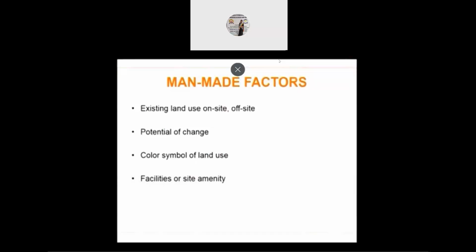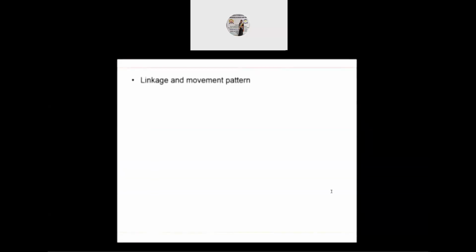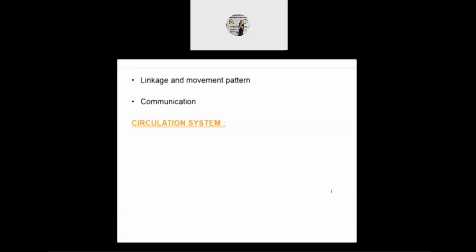Facility or site amenities. From the position of your site, we need to record where the surrounding facilities are located. For example, if we have a site and a bus station, we need to record how far the railway station is, and also the hospital and school building. These are basic amenities and services which every person using the site might need in the future, so we need to record all these spaces as well. Linkage and movement pattern: how these main spots or main node points are connected to your site is recorded by linkage and movement pattern.